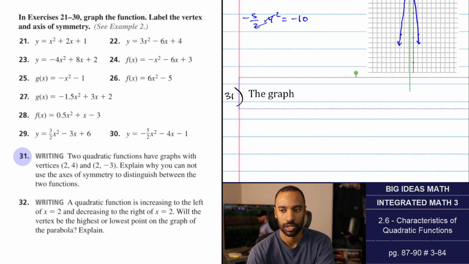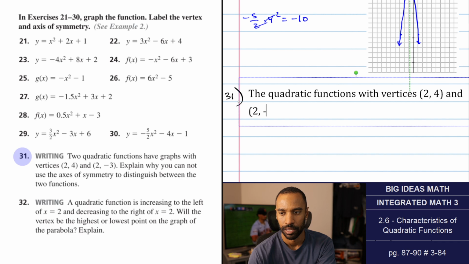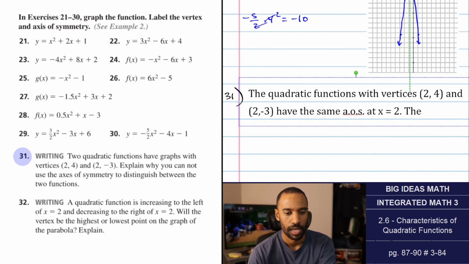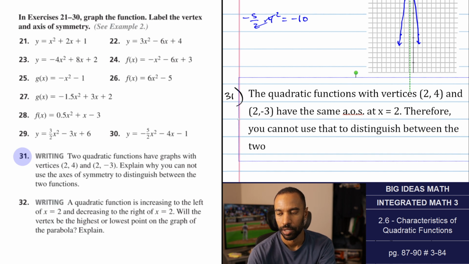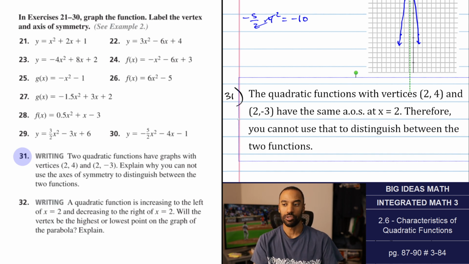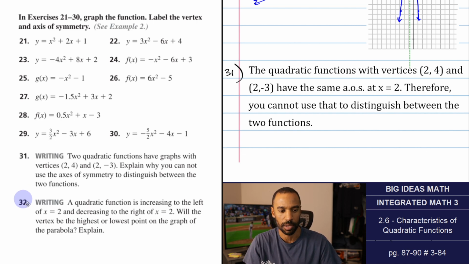The quadratic functions with vertices of (2, 4) and (2, -3) have the same axis of symmetry at x equals 2. Therefore, you cannot use that to distinguish between the two functions. Meaning you can't use the axis of symmetry. You can use the vertices. You can use the stretch factors, whatever else they give you. You just can't use the axis of symmetry. It's the same one.